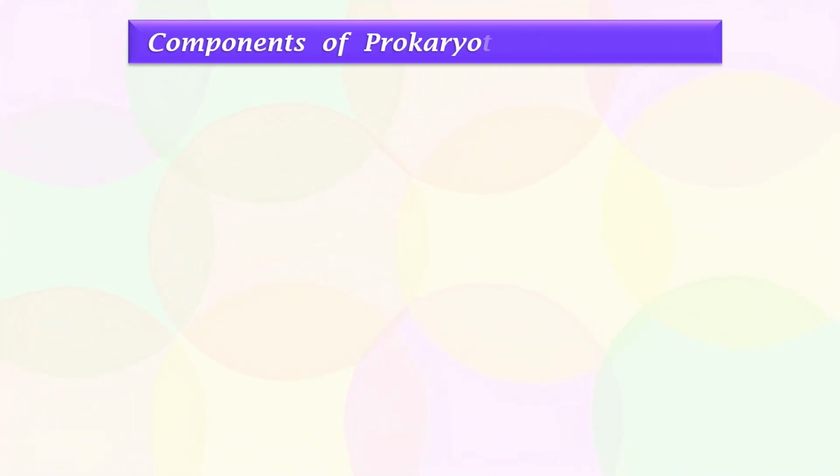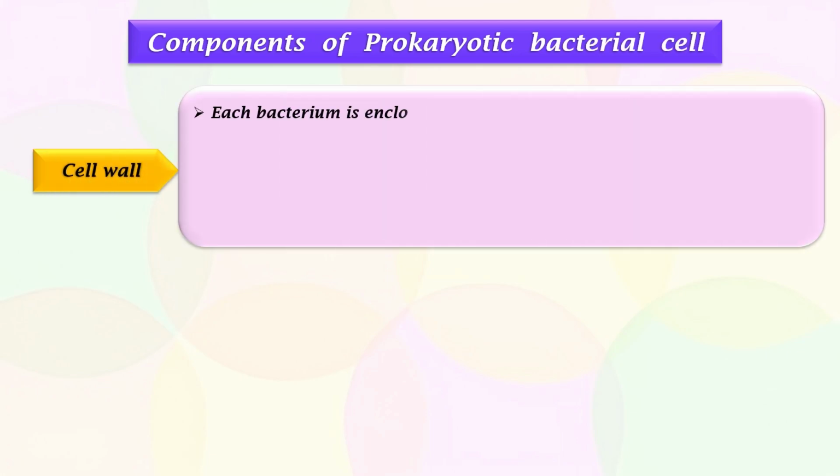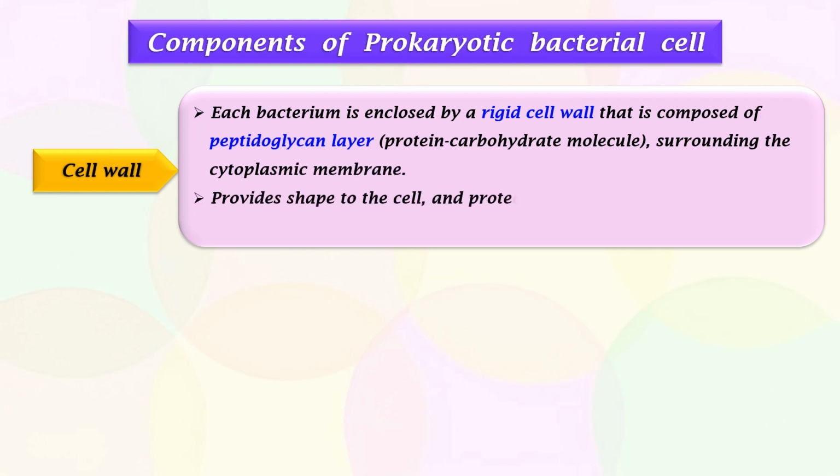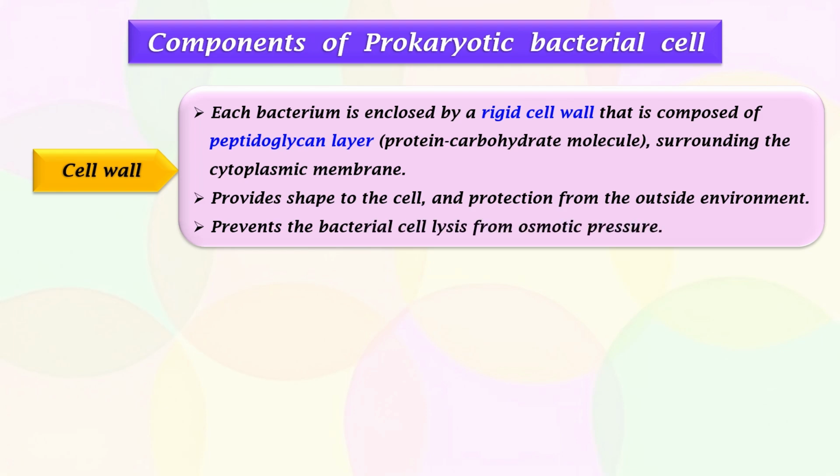Let's elaborate on the components found in a prokaryotic bacterial cell. Cell wall. Each bacterium is surrounded by a rigid cell wall, consisting of a peptidoglycan layer that encloses the cytoplasmic membrane. It provides shape to the cell and protection from the outside environment. It prevents the osmotic lysis of the bacterial cell.